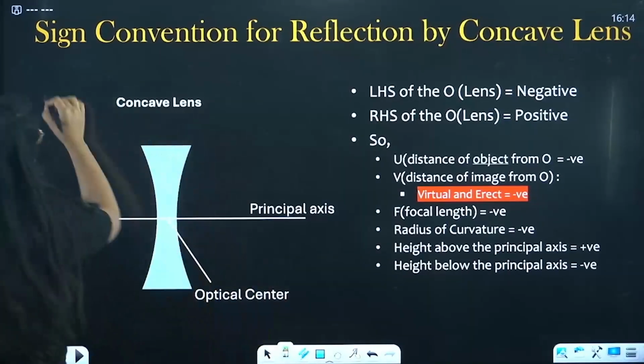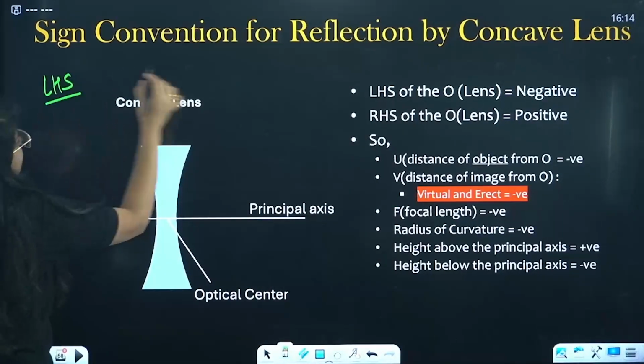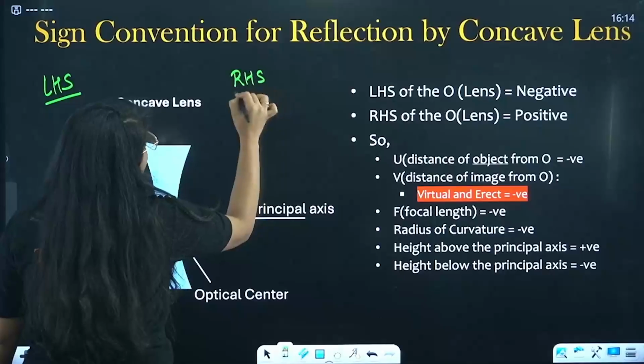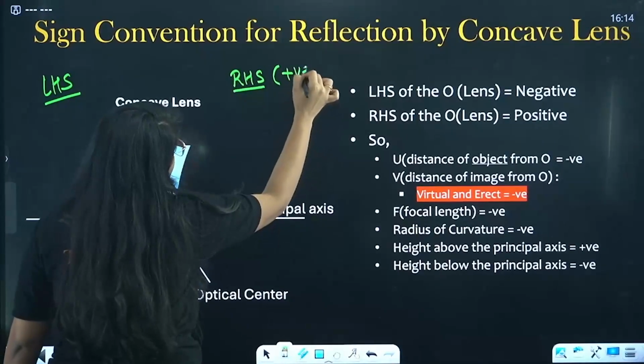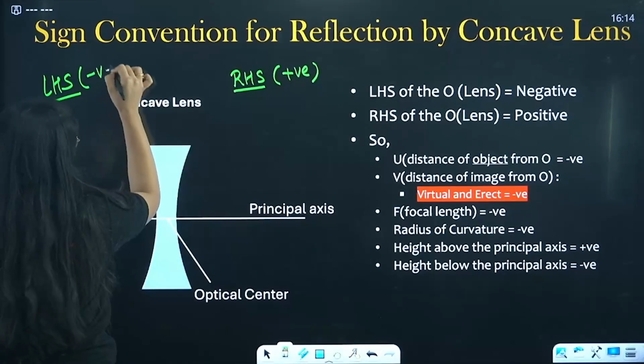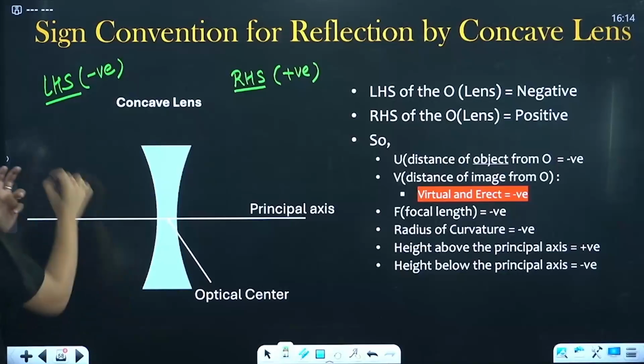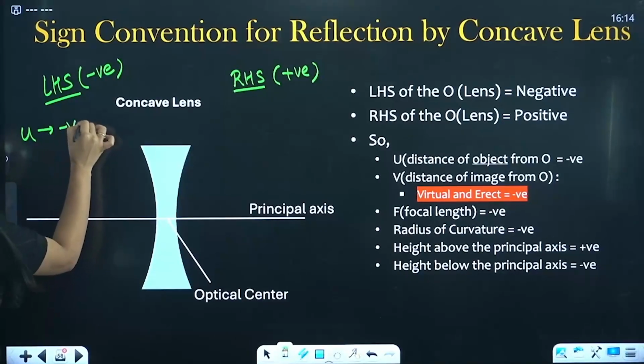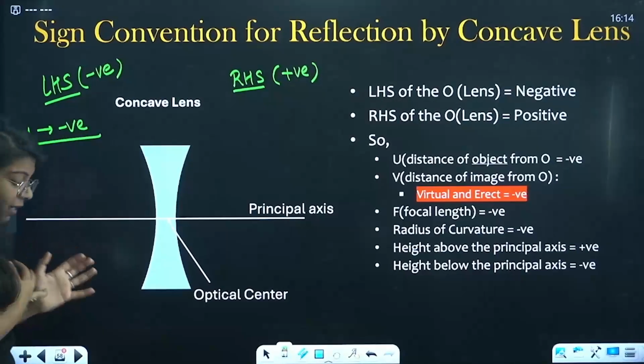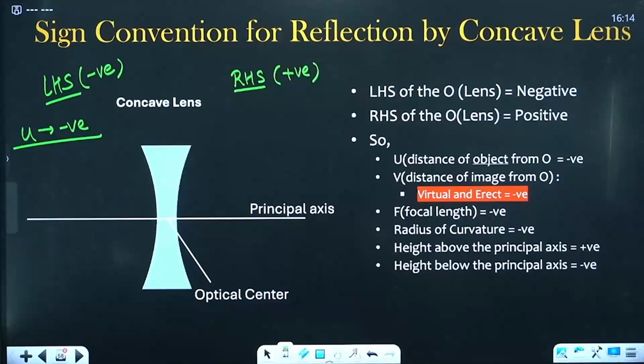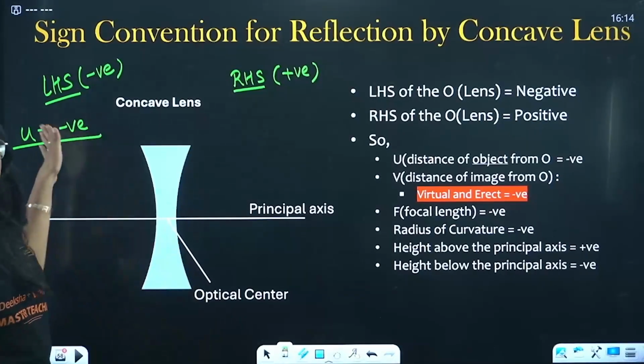Now here, this is your left hand side, this is your right hand side. All the distances on the right hand side are positive, all the distances on the left hand side are negative. U is always negative. We studied about it and will study again and again that U is always negative, right? Because it is always on this side.